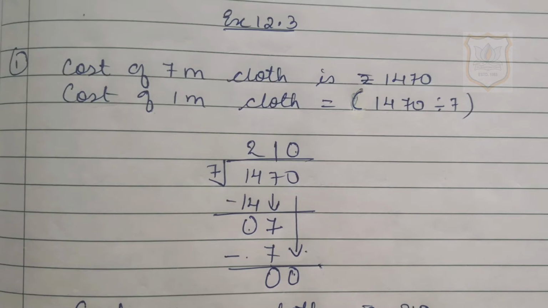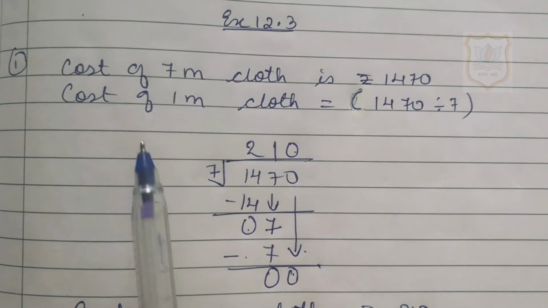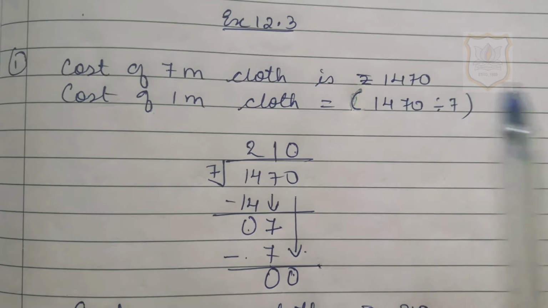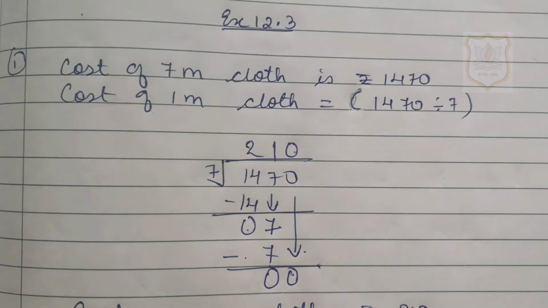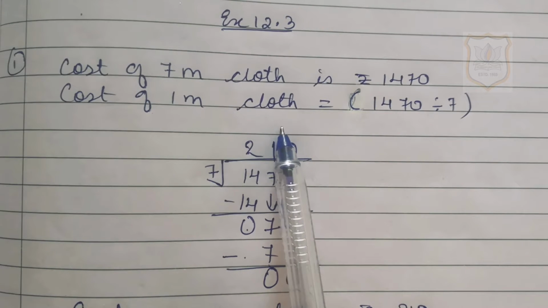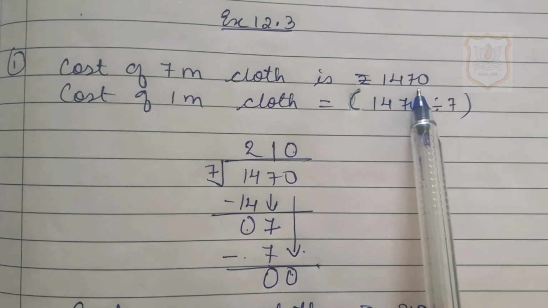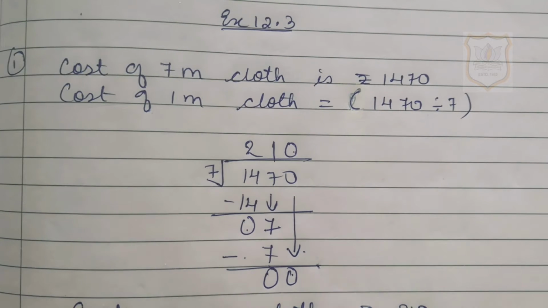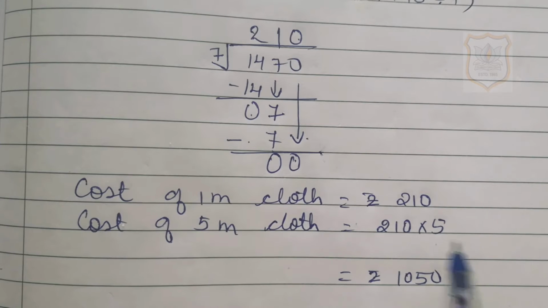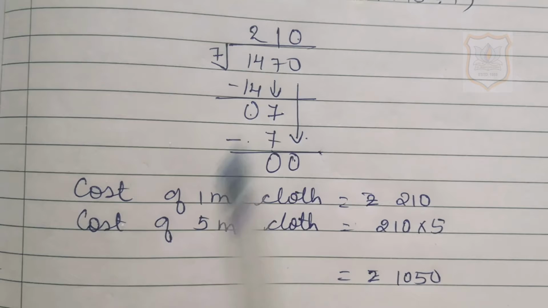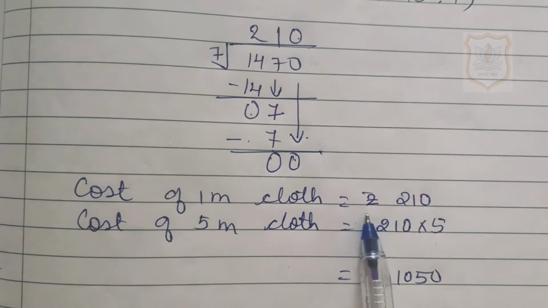Now solution for sum number 1 of exercise 12.3. Cost of 7 meter cloth is rupees 1470. It's given in the question. We have to find out the cost of 5 meter of cloth. To find out the cost of 5 meter of cloth, first we will find out the cost of 1 meter cloth. And to find that, we will divide 1470 by 7. By dividing 1470 by 7, we will get 210. So the cost of 1 meter cloth is rupees 210.